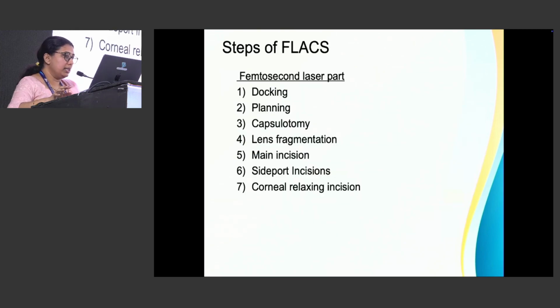The main steps include docking, planning, the capsulotomy, lens fragmentation, the main incision, the side port incisions, and corneal relaxing incisions if required according to the astigmatism.